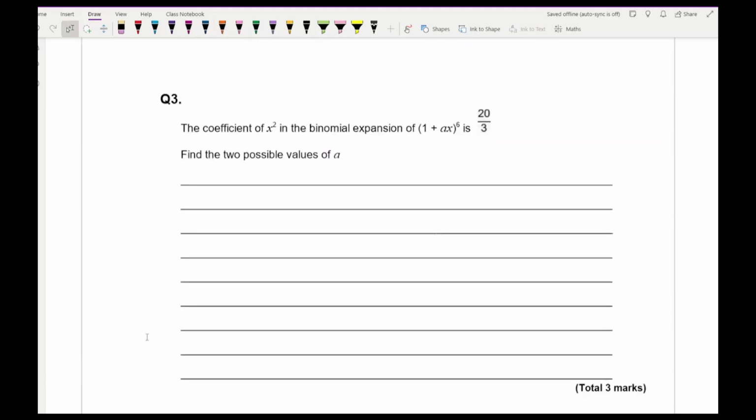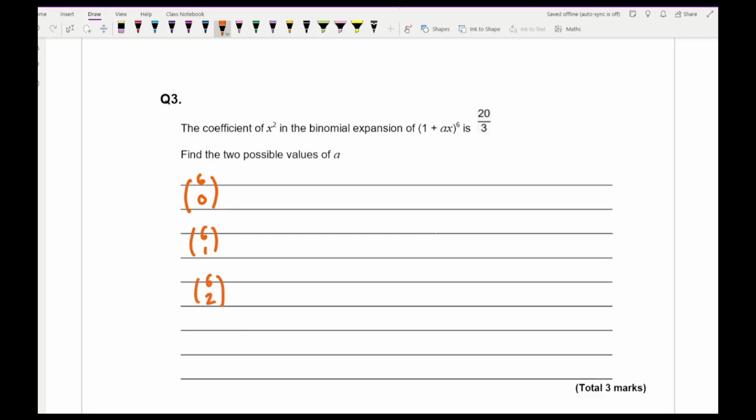Moving on to question 3, it says the coefficient of x squared in the binomial expansion of (1 plus ax) to the power of 6 is 20 over 3. And the question is asking us to find the two possible values of a. Now again, you might have your own method of how you do a binomial expansion, but here I'm going to go for my option, which is first of all to do the Pascal coefficients, which is 6C0, then 6C1, and then 6C2, which will be our coefficient of x squared.